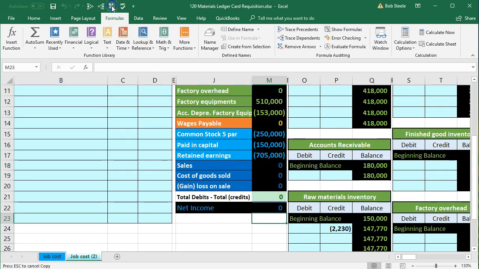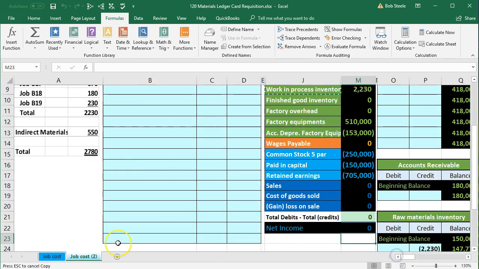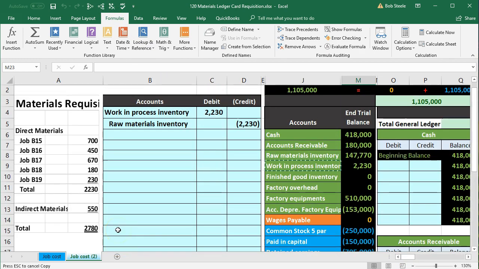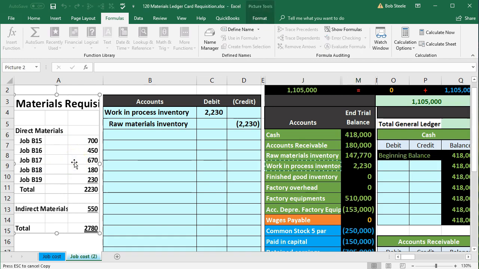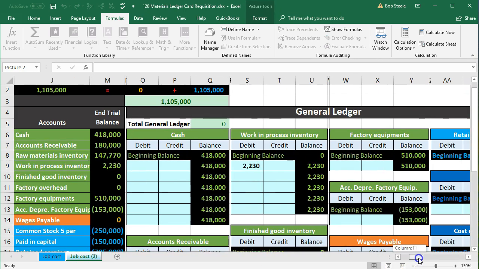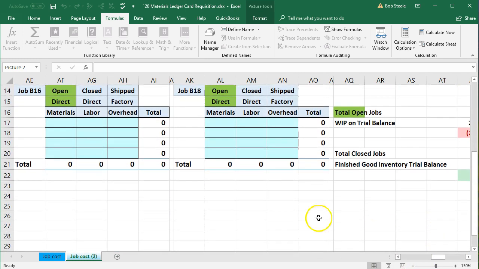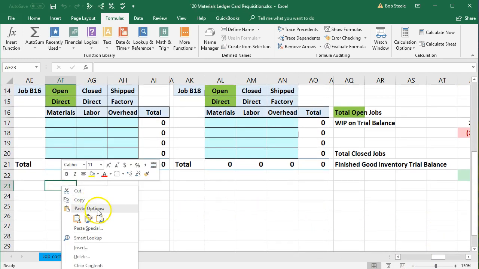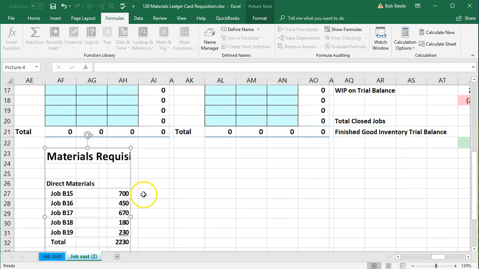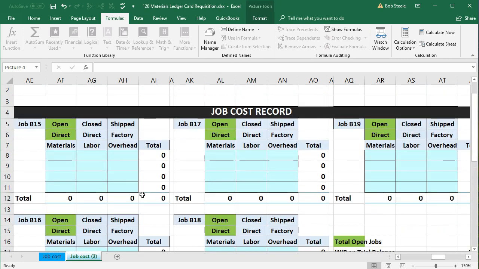Now I'm also going to represent this on the jobs as well. We're just going to have a quick little job sheet so that we can track these jobs. So 15, 16, 17, 18, and 19: 700, 450, 670, 180, and 230. I'm going to copy these. I'm going to go all the way to the right, and here's going to be our jobs. I'll put this down here again just so we can see it. So here are going to be our job sheets.